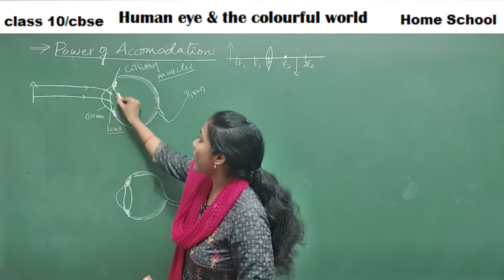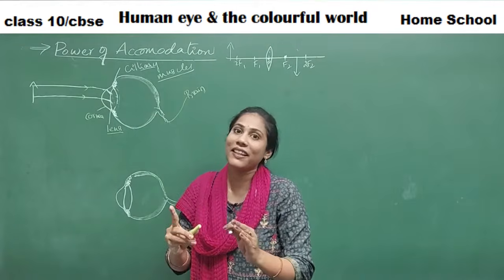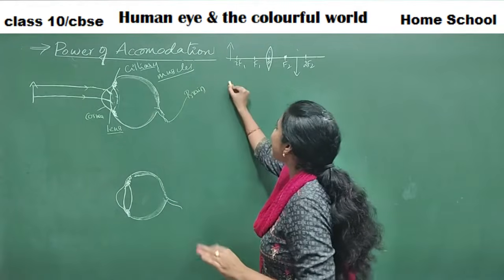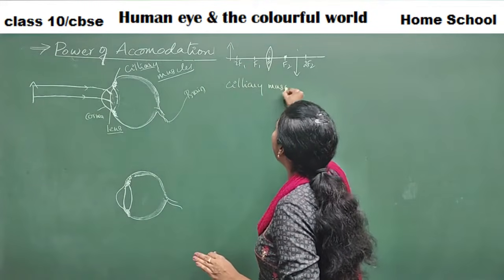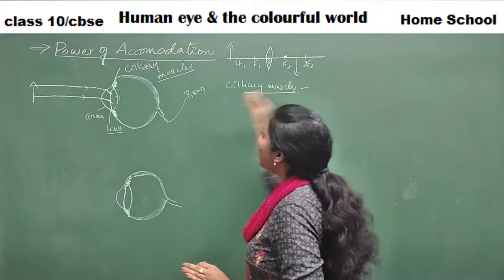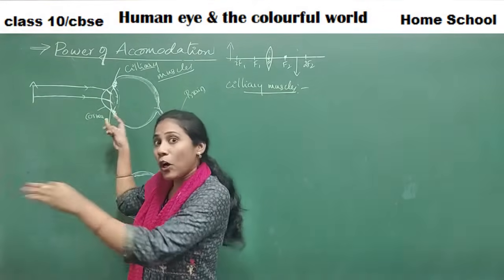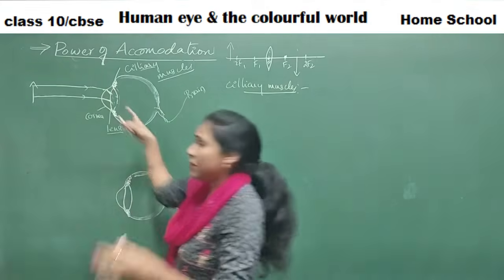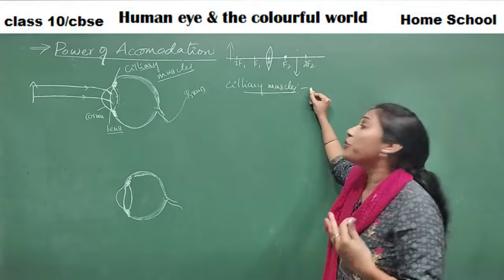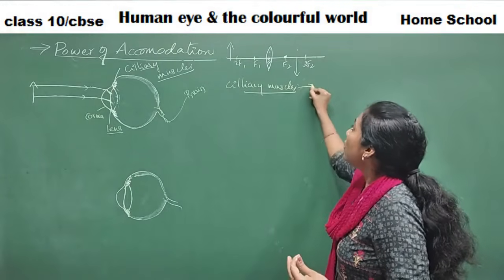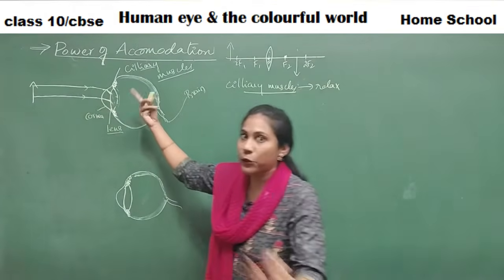Okay, the lens will become thinner here. Let us understand this very carefully. What are our ciliary muscles doing here? The moment the object is very far away and I start detecting that, what happens? Automatically the ciliary muscles start to relax. That means their shape is going to change.